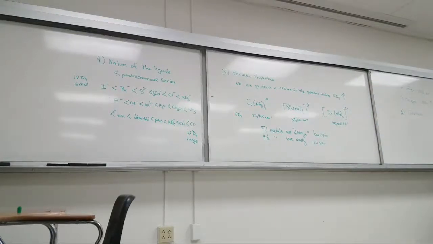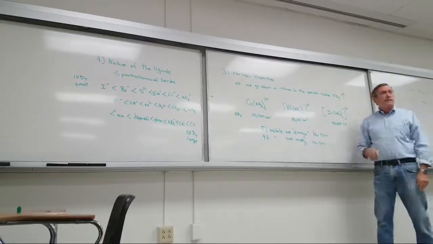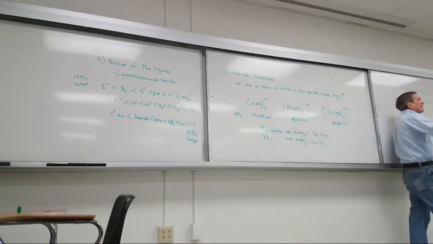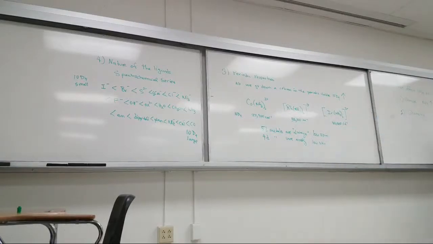If I have tetrahedral, it's going to be high spin. If I have a 5d metal, it's going to be low spin. If I have carbon monoxide as my ligand, it's going to be low spin. If I have iodide as my ligand, it's going to be high spin.